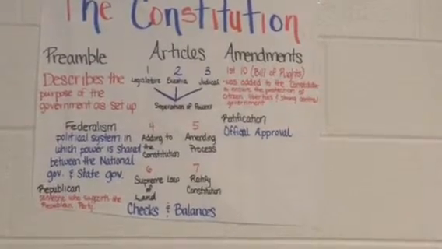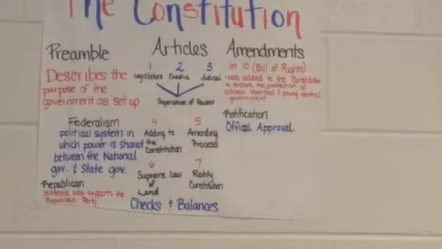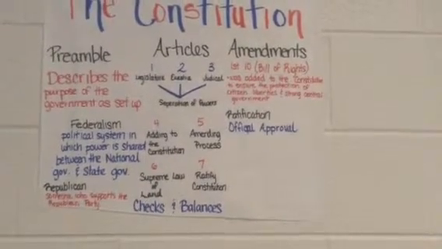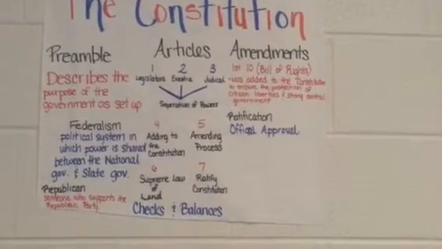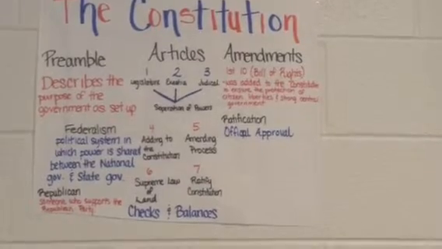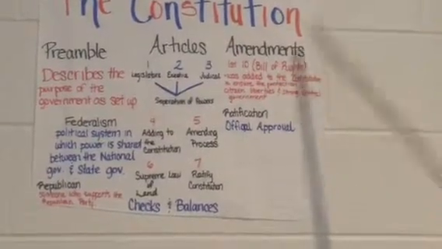Checks and balances is a system that is given to the 3 branches, which helps them monitor and limit the actions of the other 2 branches, basically making sure that one branch does not have more power than the other 2. The third part of the Constitution is the amendments.